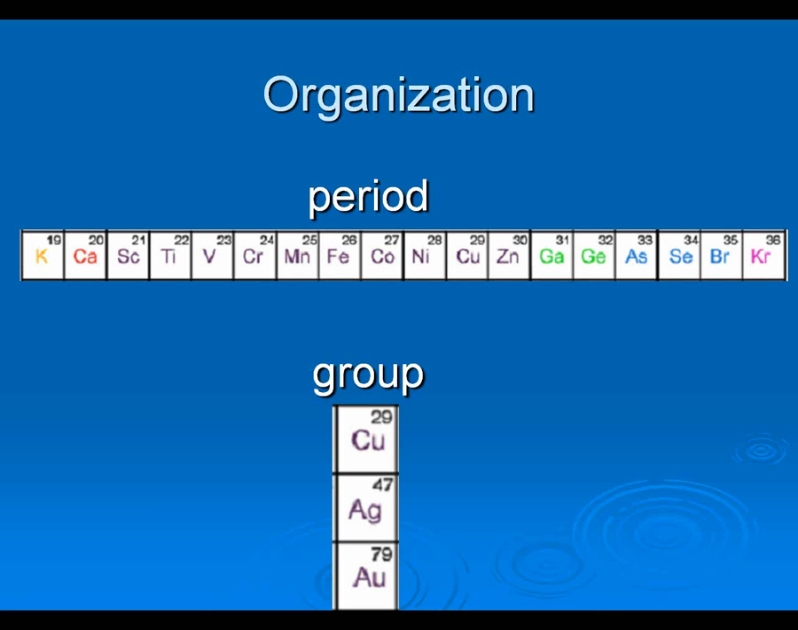A column is known as a group. So here are 3 elements that are in the same group. We have Cu, which is copper, silver, and gold. If you think about their properties, they do have similar properties. Copper, silver, and gold are all metals. They're all shiny. They conduct heat and electricity well. They have similar densities. So that's how the periodic table is set up.